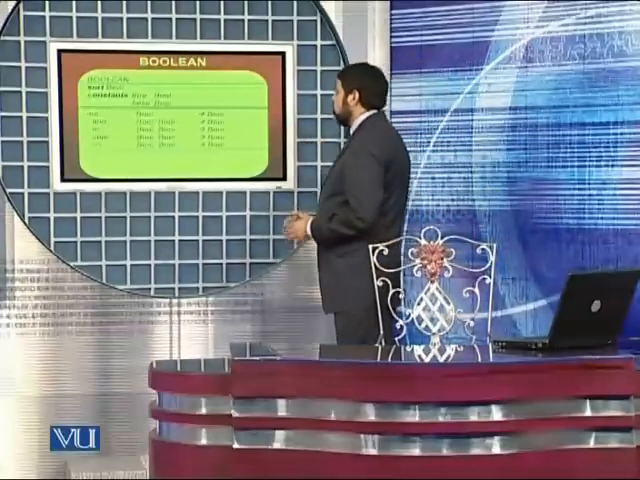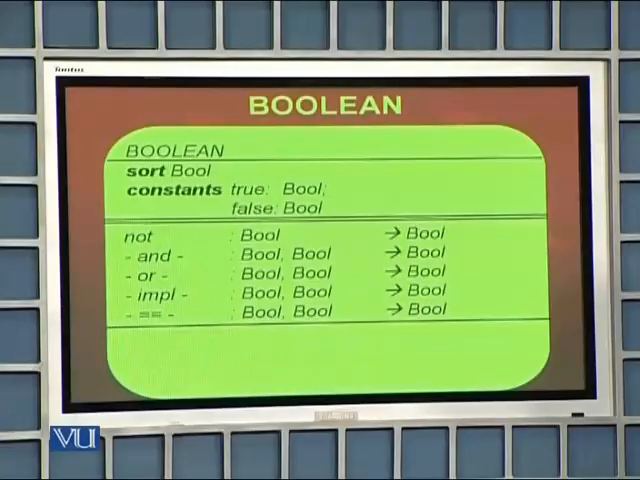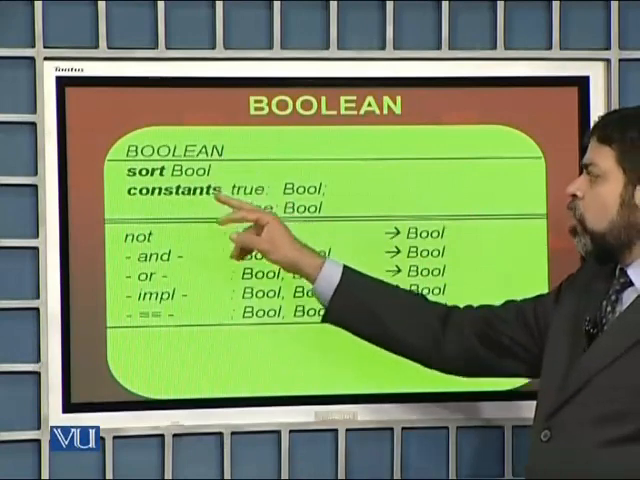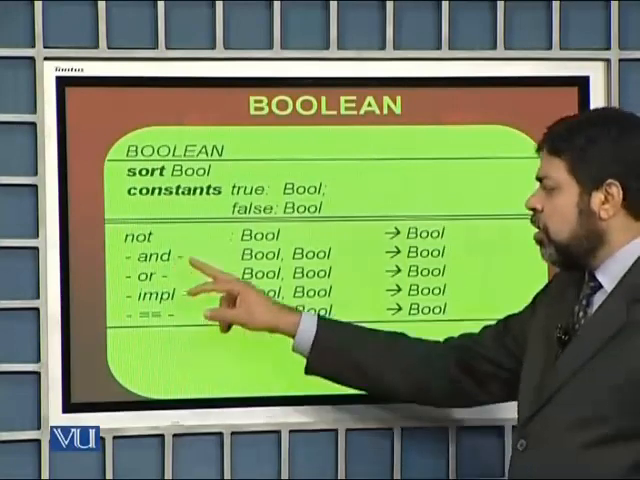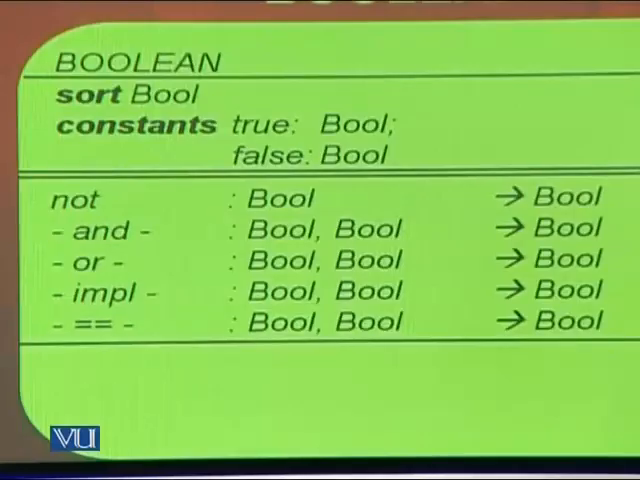So here is the sort for Boolean. Once again, it's the same thing that we had last time. We had the sort Boolean, and there are two constants, true and false. But here we have a slightly different notation. Not obviously needs a prefix notation, since it takes only one parameter.